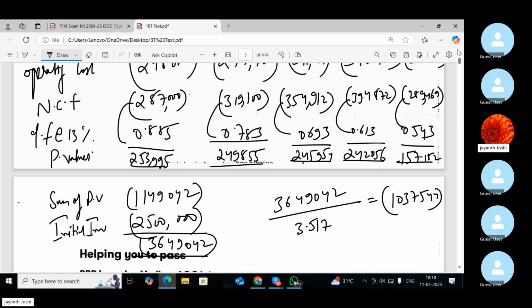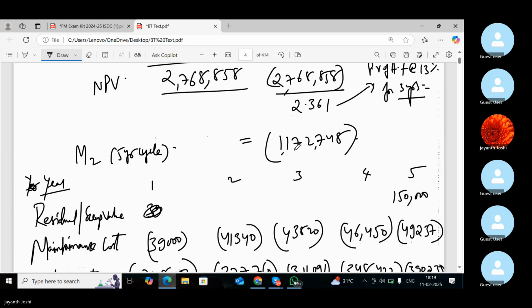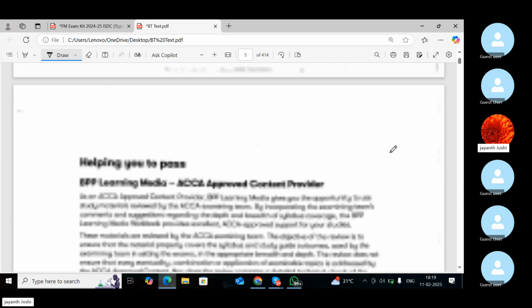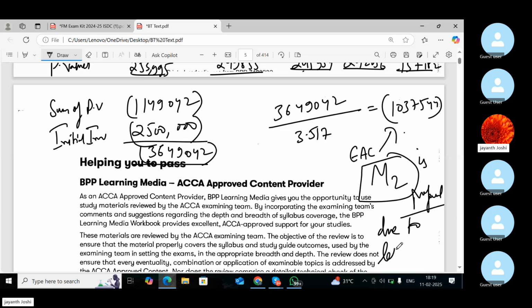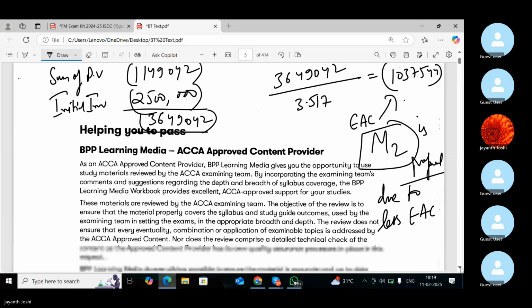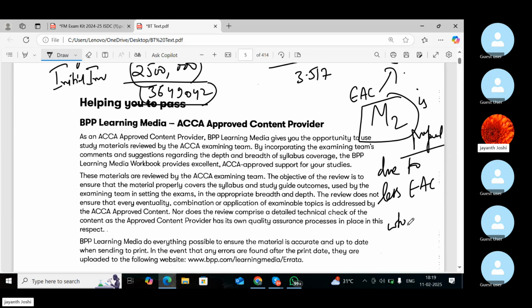So now you tell me which is the project which we need to take. Equivalent annual cost for machine 2 is 10,37,544, and here it is 11,72,748. So here the equivalent annual cost is less. Okay, so machine 2 I would prefer, due to less EAC when compared to the EAC of M1.